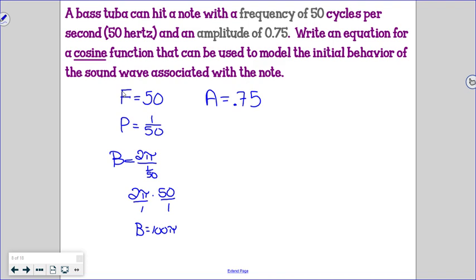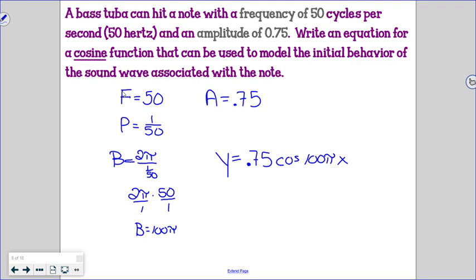So putting those together, we have A and B. For C, it says the initial behavior, so that's going to be no phase shift at time equals 0. Again, nothing to indicate that there's a vertical shift, so we wouldn't include that. Amplitude of 0.75, they directly told us cosine curve right here, so I picked cosine. B value of 100 pi, that's a number, so we have to have a variable in there also, 100 pi x.